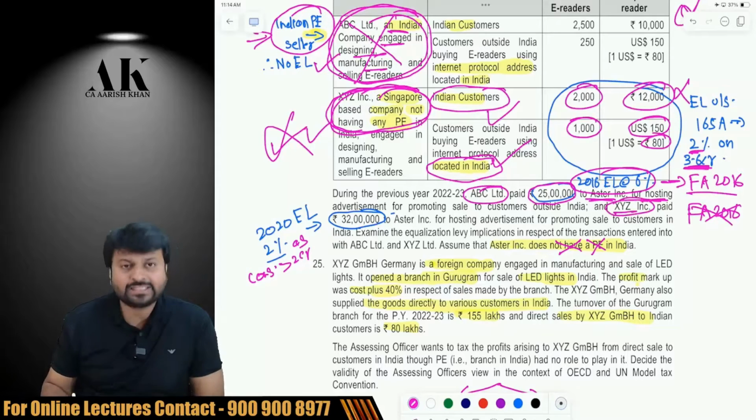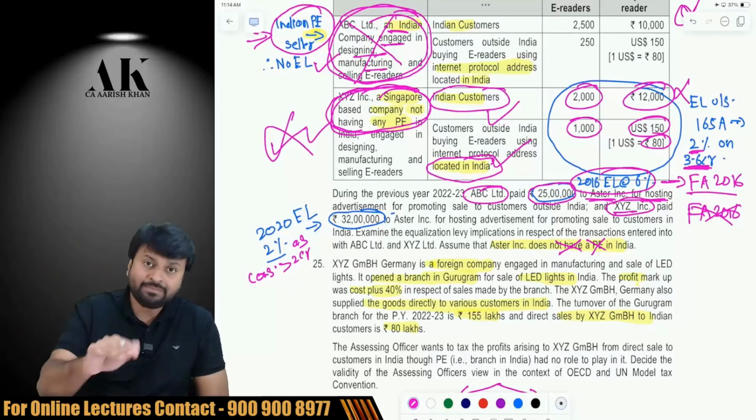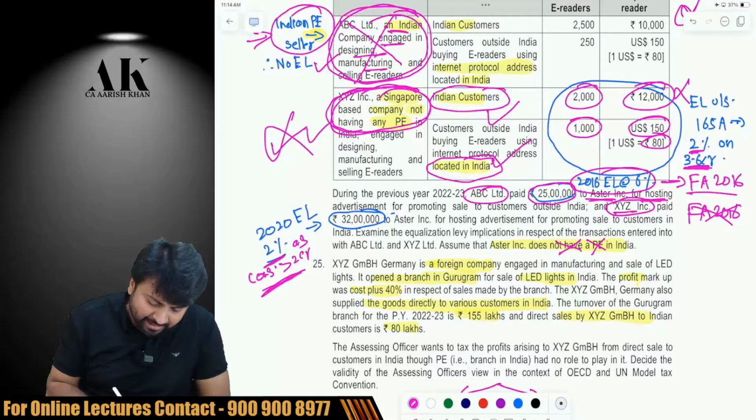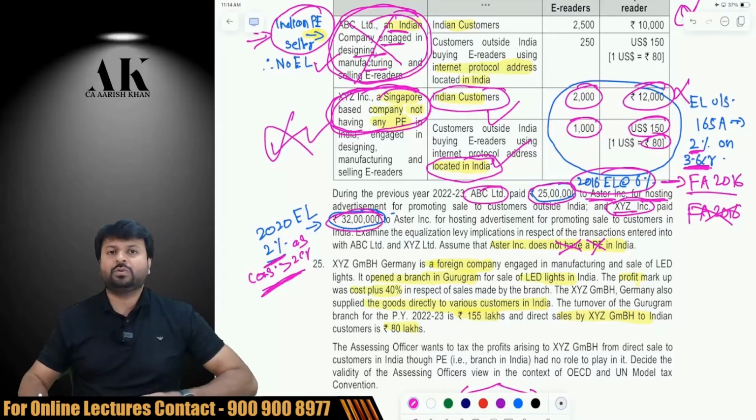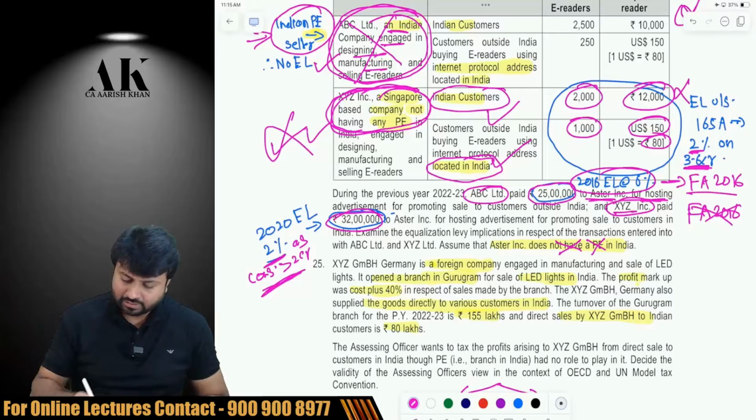Therefore, for XYZ Inc., the 2016 equalization levy cannot be made applicable. For them, the 2020 equalization levy will be applicable. 2% of 32 lakhs will be applicable over here, and 2% of 32 lakhs will be paid to the government of India. So it's a beautiful question over here. You can go through the solution once at your end if you want.